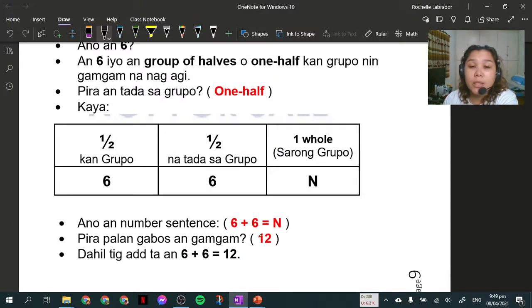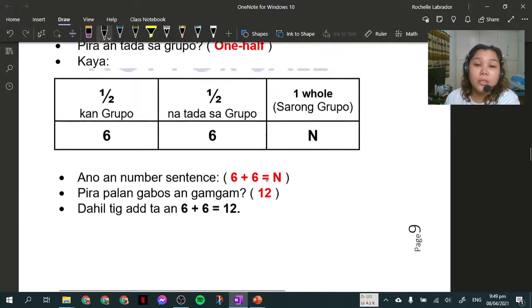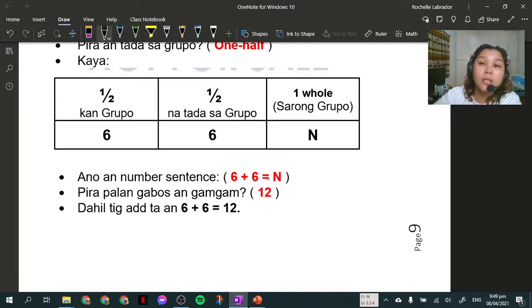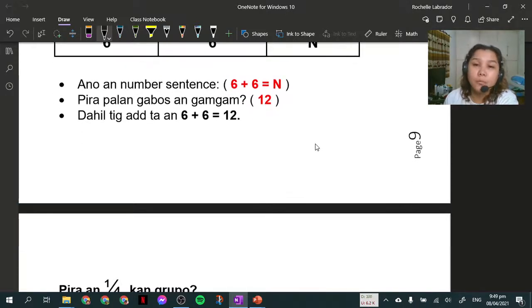So, anong number sentence? So, ayan, pwede na. Kasi wala pa. Missing pa yung 1 whole natin. Alam natin 1 whole, pero ilan? So, how many? So, we can have it as 6 plus 6 equals n. And then, pira palan gabos ang Gamgam. 12. So, dahil tatig-ad ang 6 plus 6 equals 12. So, that is how we find the total number or the whole when one group is given. So, parang binaliktad naman. Previously, we looked for the 1/2. Ngayon naman, we are after the 1 whole.